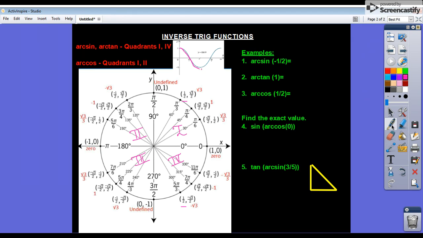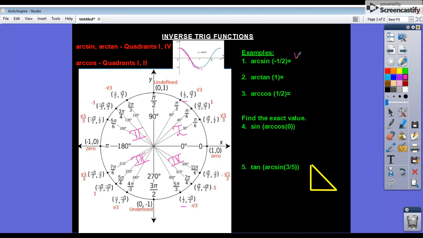One of the examples we could look at is the arcsine of negative 1/2. If you look, sine is negative not in quadrant 1 but in quadrant 4. So arcsine is restricted to quadrants 1 and 4. In quadrant 1 it's positive, so I'm going to look in quadrant 4 for an angle where sine is negative 1/2. Remember, sine is the y value. It would be here at 11 pi over 6.